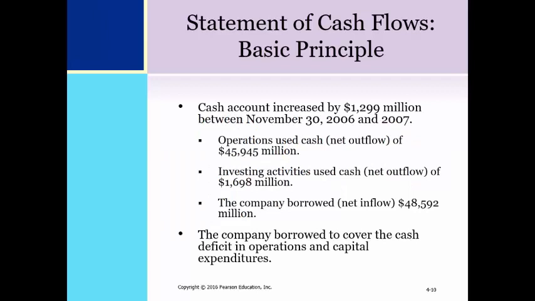Cash increased by $1.299 million, but there were negative cash flows from operations in the amount of $45.945 million, as well as negative cash flows from investing of $1.698 million. The financing inflows of $48.592 million were being used to prop up the company and cover the cash deficit. However, this situation was not sustainable for Lehman Brothers or for any other company for that matter.